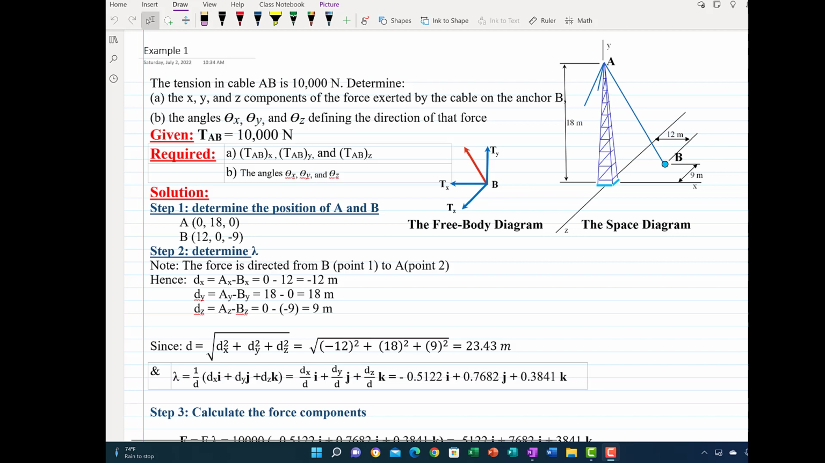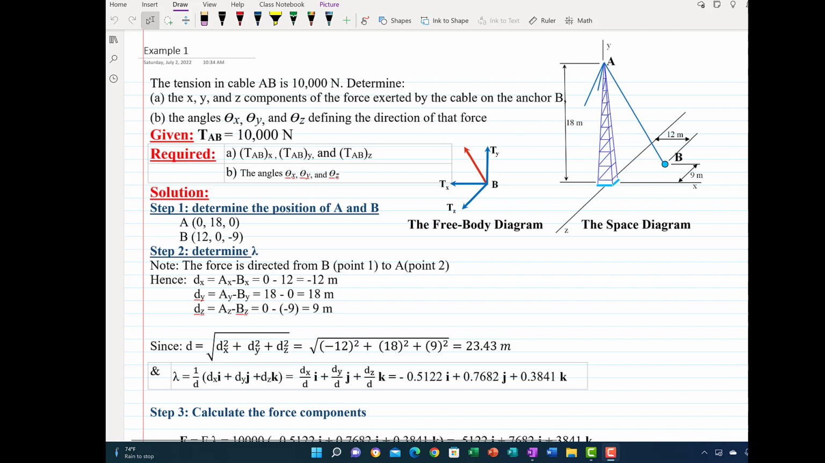The first example is this problem here. I have a tension in cable AB, and this tension is 10,000 Newton. Determine the x, y, and z components of the force exerted by the cable on the angle B, and also determine the direction cosines, the cosine of the angles theta x, theta y, and theta z, defining the direction of that force. So what's given is the tension in AB.